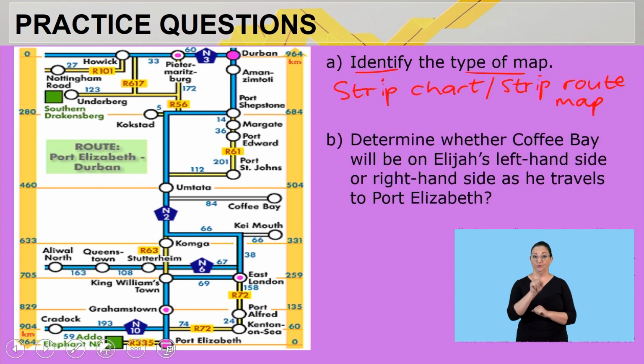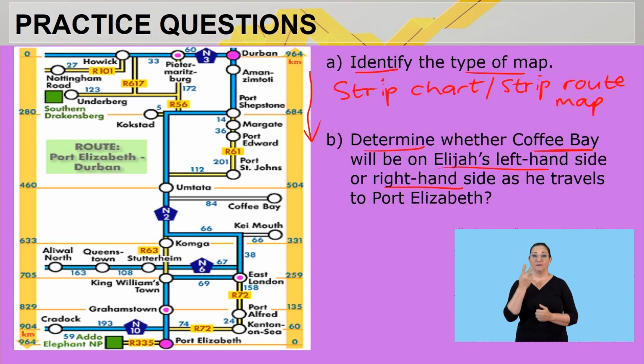Okay, question number B. It says, determine whether Coffee Bay will be on Elijah's left-hand side or his right-hand side as he travels to Port Elizabeth. Right, so Elijah's coming from Durban, traveling in this direction. Okay, so what are we looking for? We are looking for Coffee Bay, right? And what is it that we need to establish? We need to find out whether Coffee Bay will be on his left-hand side or his right-hand side as he is traveling towards Port Elizabeth, right?